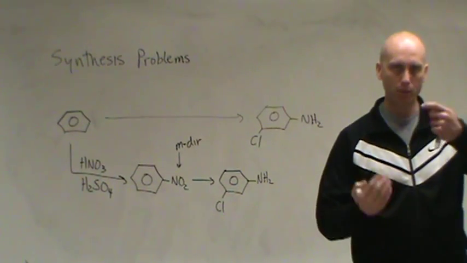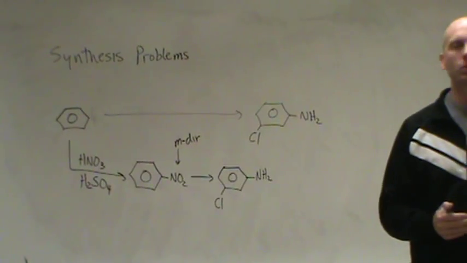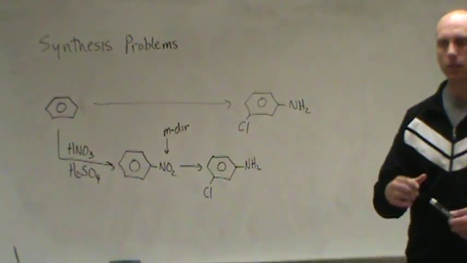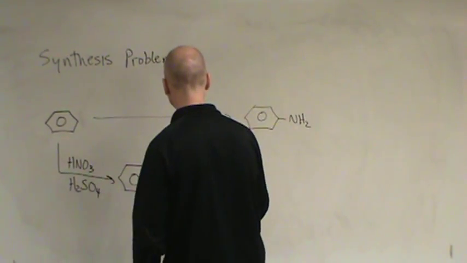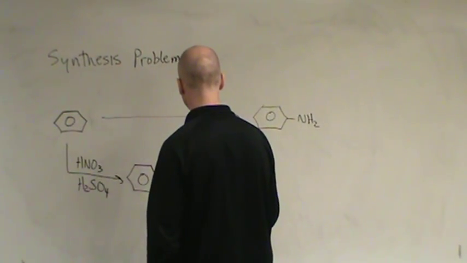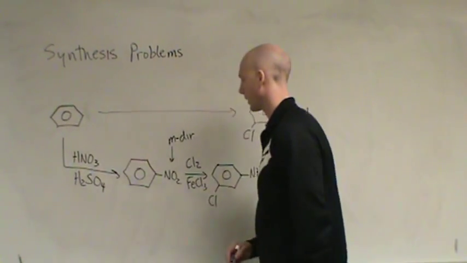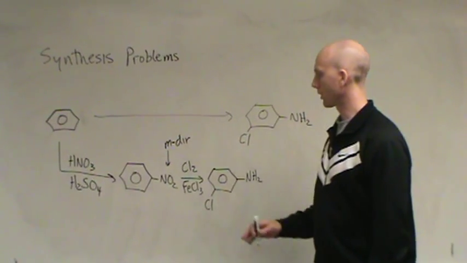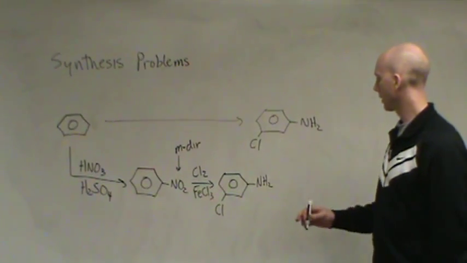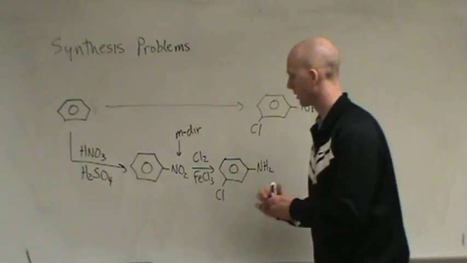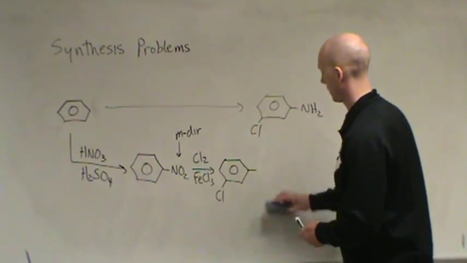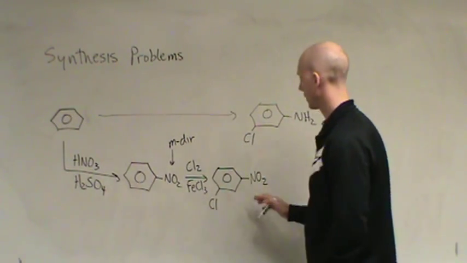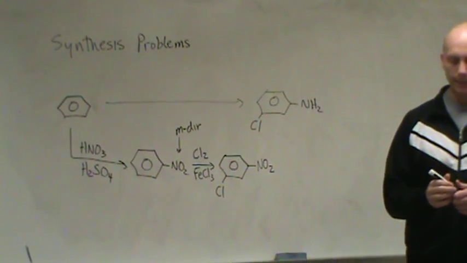So I have to go to my vocabulary of reactions and ask, how do I put on chlorine? Remember, Cl2 and an acid catalyst, FeCl3. So that puts on the chlorine there. Okay. This should be nitro here. Okay. Sorry about that.